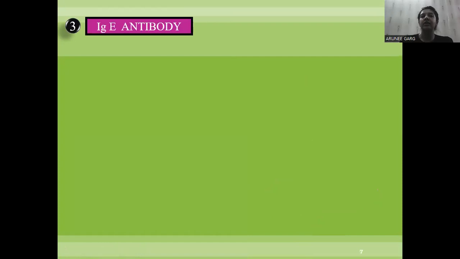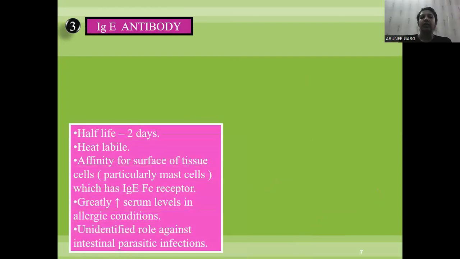Third important is the IgE antibody. The half-life of IgE antibody is 2 days. It is heat labile. It has affinity for the surface of tissue cells, particularly the mast cells, which have the IgE receptors. Greatly increased serum levels are seen in allergic conditions, and it has an unidentified role against intestinal parasitic infections.